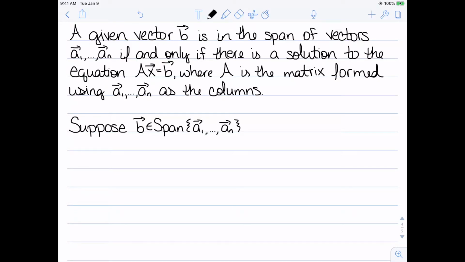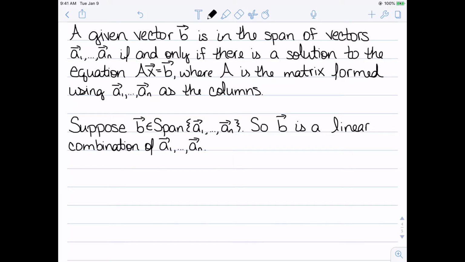Let's suppose b is in the span of the vectors to start with. By definition of the span, that means we can write b as a linear combination of these vectors a1 through an. So by a theorem that I proved in the last video when I talked about linear combinations, this means that Ax equals b does have a solution, where the A matrix is formed using these vectors as its columns.